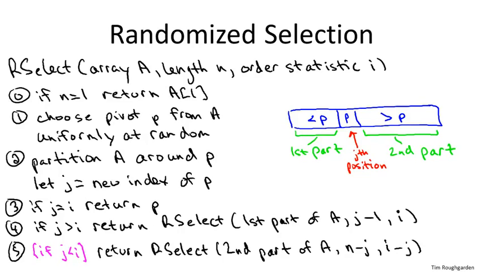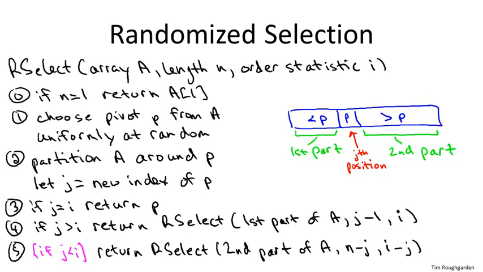Now do the partitioning. Remember, partitioning puts all of the elements less than the pivot to the left of the pivot. We call that the first part of the partitioned array. Anything bigger than the pivot gets moved to be right of the pivot. We call that the second part of the array. And let j denote the position of the pivot in this partitioned array. Equivalently, let j be what order statistic the pivot winds up happening to be, right? So if we happen to choose the minimum element, then j is going to be equal to 1. If we happen to choose the maximum element, j is going to be equal to n, and so on.